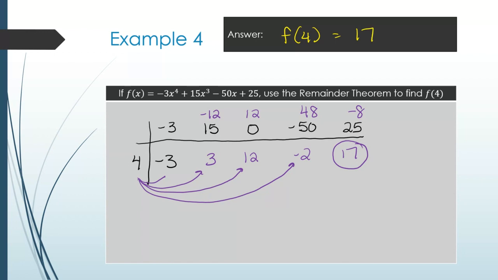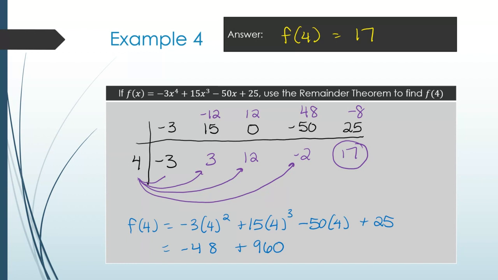And we can verify this. So we can evaluate this by plugging in and using our calculator. So first I have to write it all out and plug in the numbers in the right spot. And now 4 squared is 16, and 16 times the -3 is -48. 4 to the 3rd power, 64 times 15, that's 960. Definitely not something I can do in my head.